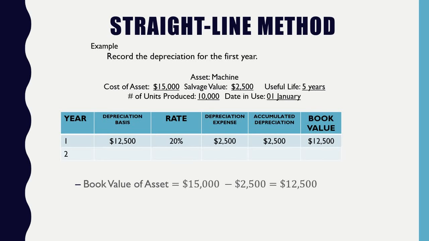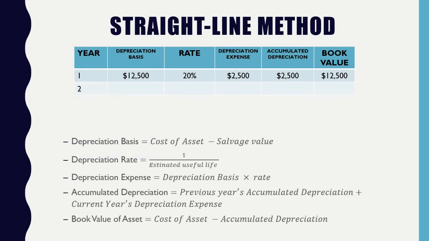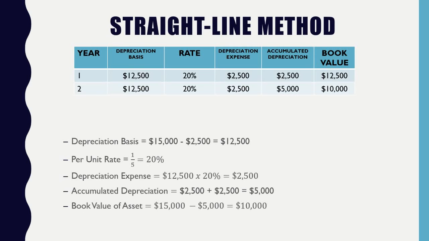Right? Now, let's go ahead and solve for the second year. What's going to happen here? So the depreciation basis is going to be 12,500, correct. What about the rate? The 20%. 20%. And the depreciation expense? The 2,500. 2,500. So exactly.